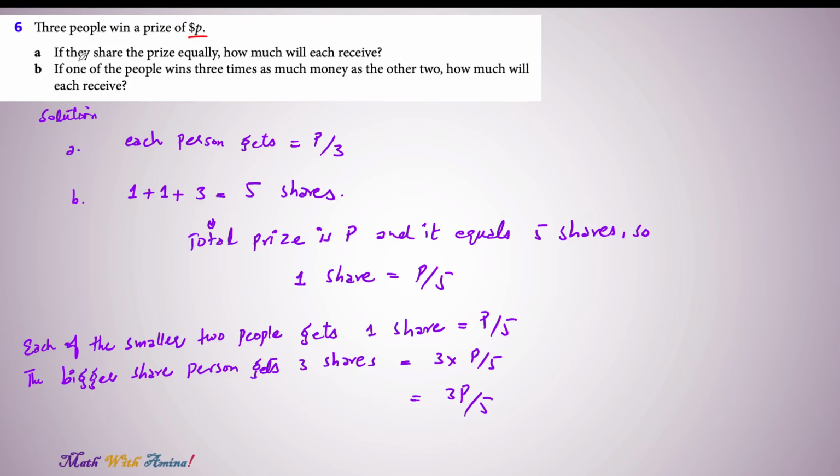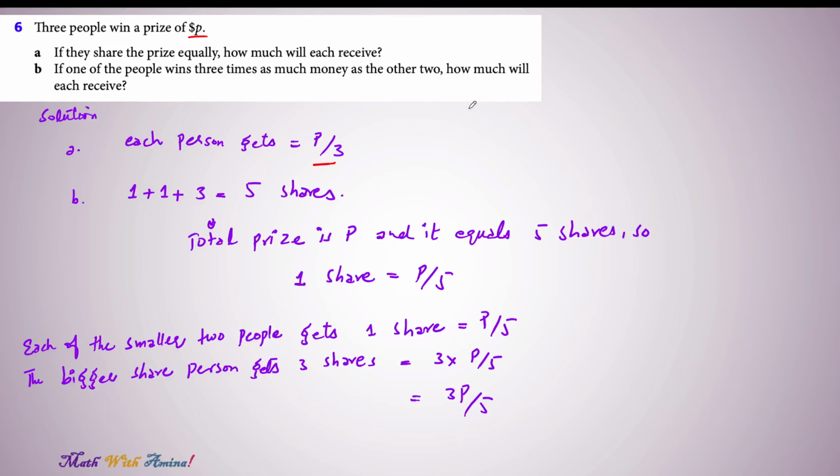So the information given in the first part: 3 people share a prize of P dollars equally. As they say, they share the prize equally. How much will each receive? This means that since the prize is shared equally, everyone gets the same amount. We divide the total prize by the number of people. There are 3 people, so it would be P by 3. Each person receives P by 3.